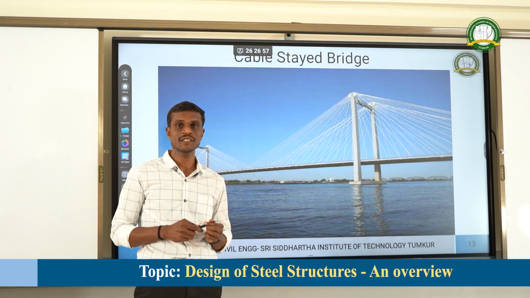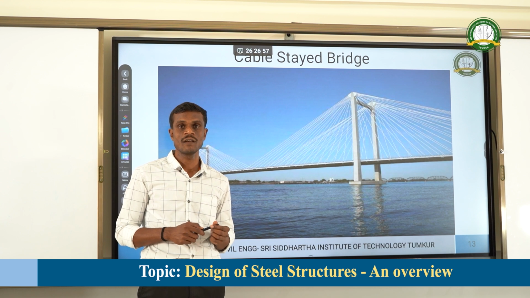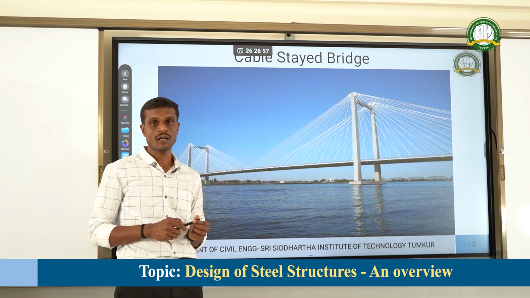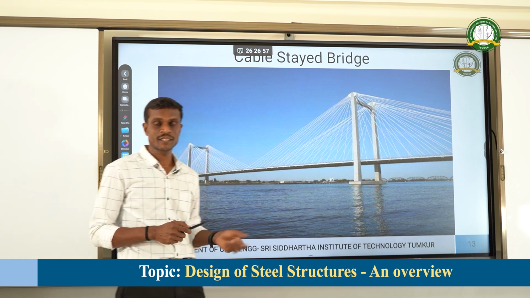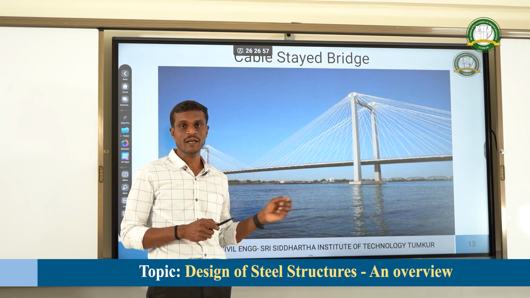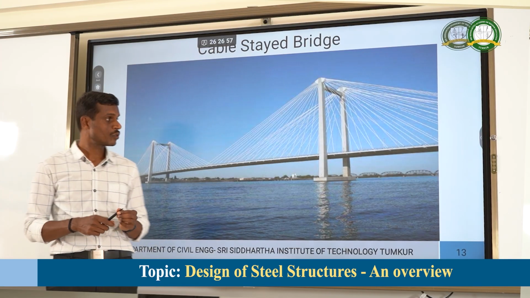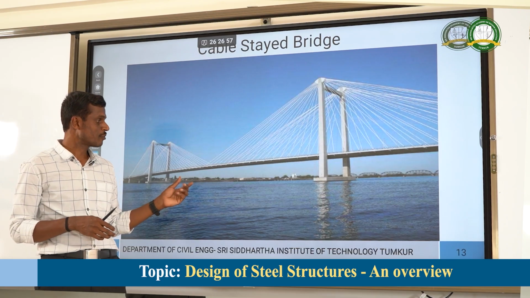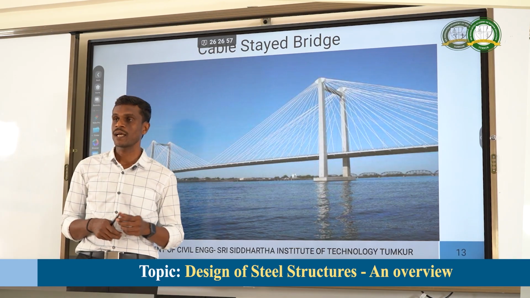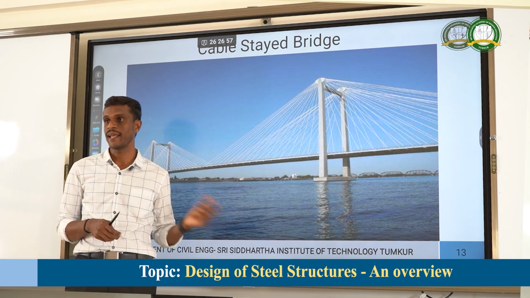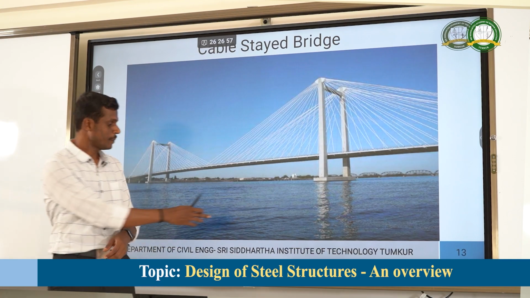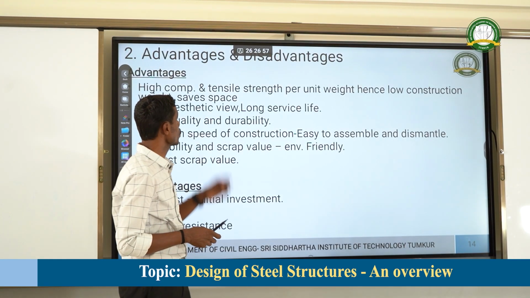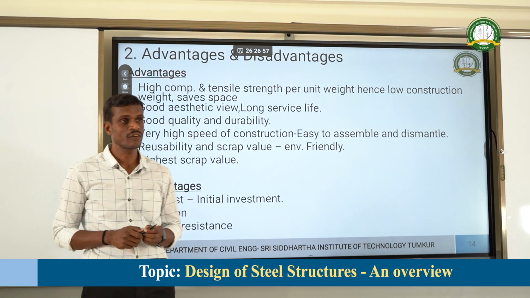So in cable stayed bridges, we can come across different cables which are made up of steel. So they are composite. It might be either RCC or PSC, and they will be connected with steel connectors. So cables are provided in the form of tendons also. So these cables will be transmitting the compression and tension forces to the deck, that is the deck slab of the bridge. So coming to the advantages and disadvantages of steel structures.